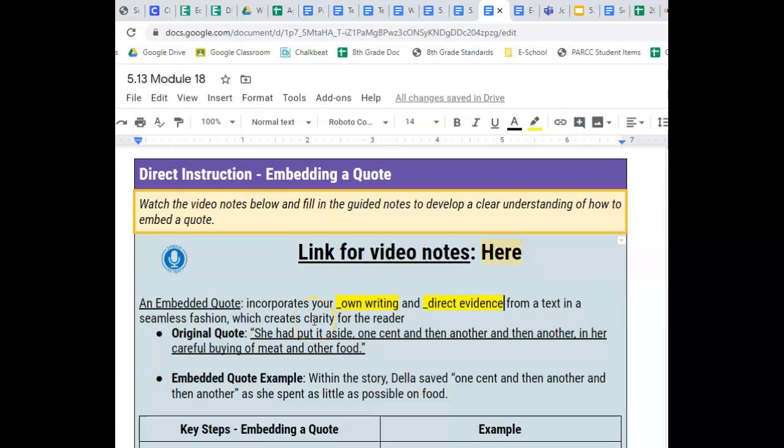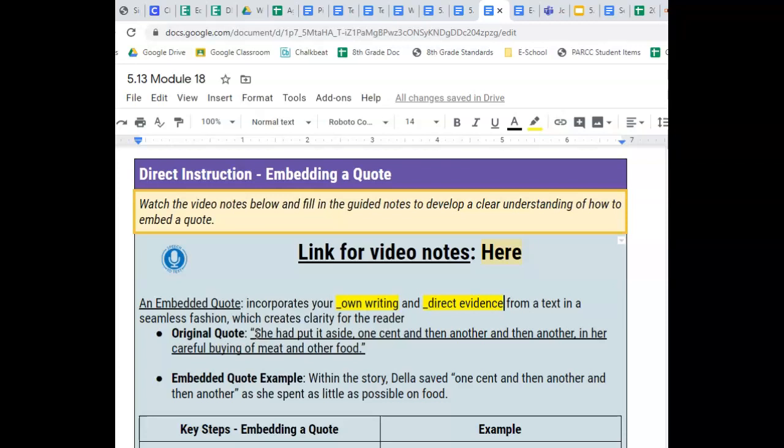So the biggest thing here is we're trying to get away from saying "in the text it states," or "in the text" and then the title and "it states," right? Giving you multiple options to create originality and uniqueness in your writing and ultimately stronger writing that's more clear for the reader. So the original quote here, this is from the beginning of The Gift of the Magi.